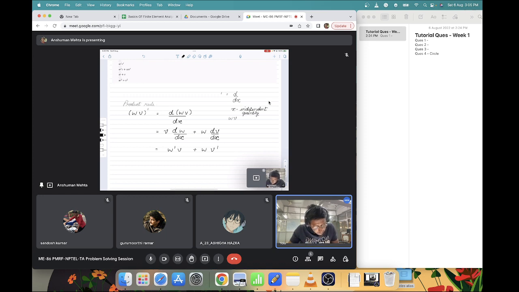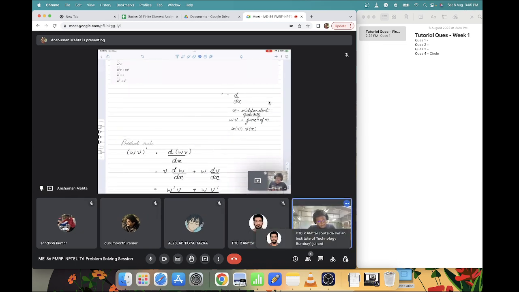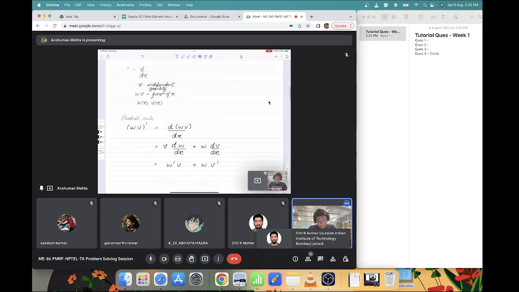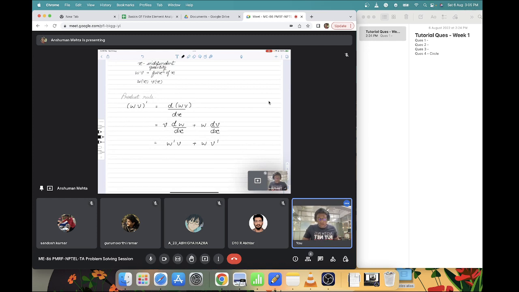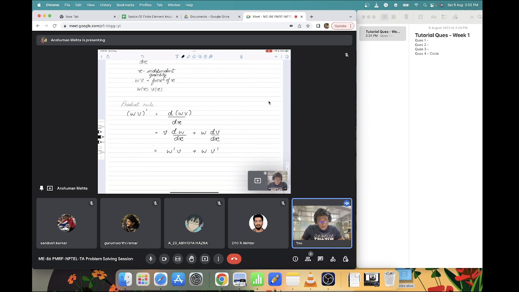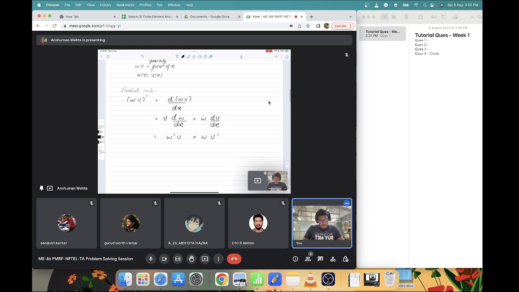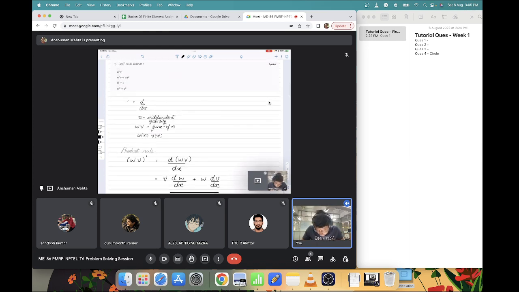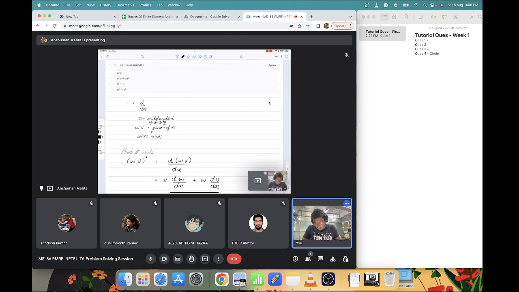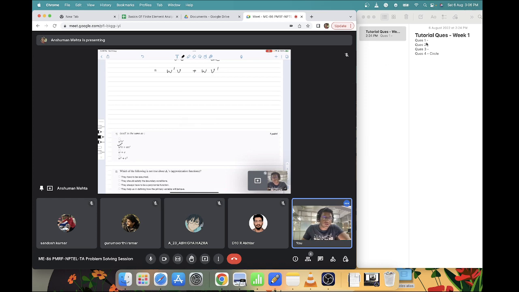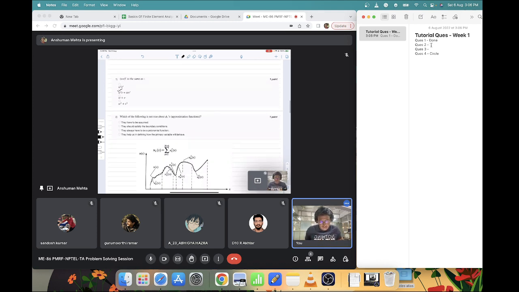W and V are functions of X, so W(x) and V(x). Now the product rule says that anything which is a product being differentiated will get differentiated individually. So it's a straightforward question, and the answer is the B part. This is just the test question. We will move on to our course related question.